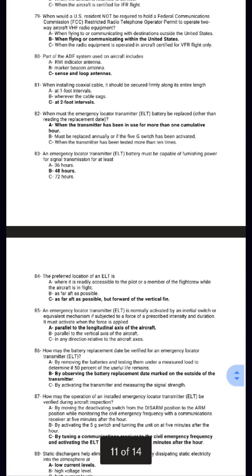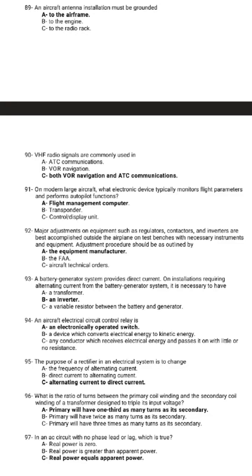So it's a lot of time on that question. An aircraft antenna installation must be grounded to the airframe. You should know that by now. If you took block 4, you should know that. I'm not saying you should know that by now, but yeah. It's grounded to the airframe. So we're in the airframe block. So that's how you should remember that. The antenna is grounded to the airframe.